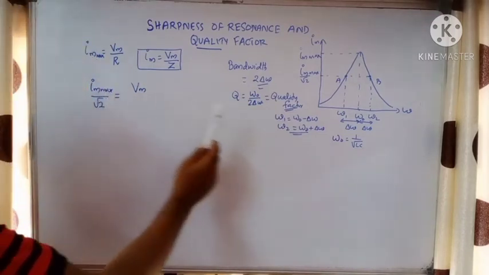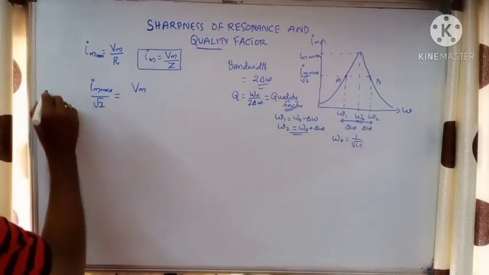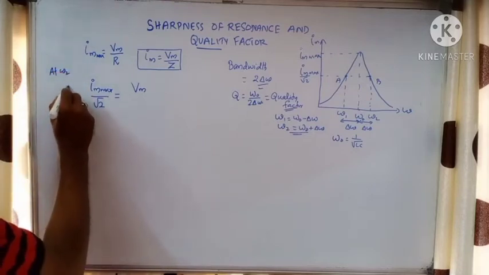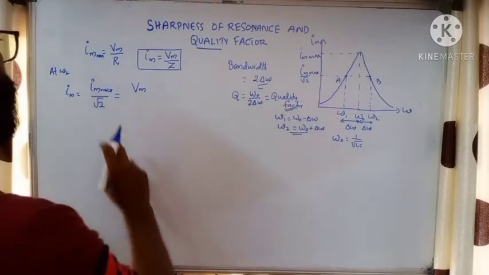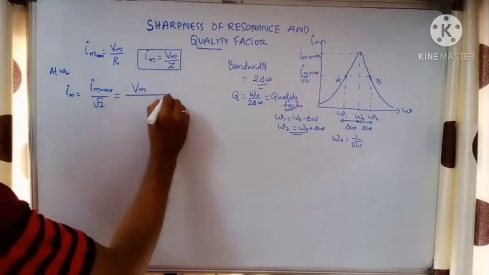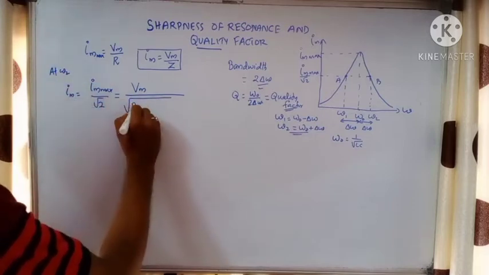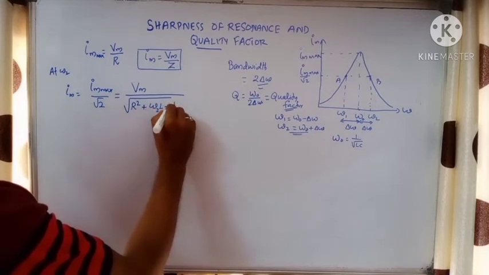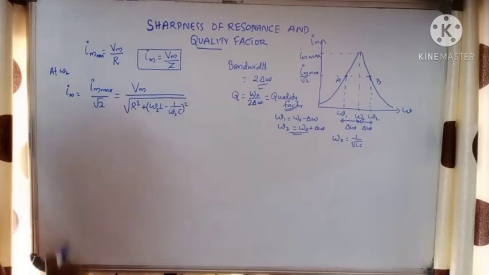So let us consider this point B at frequency omega 2. At a frequency omega 2, I'll write the current. At that instant, current is equal to Im max by root 2. Now Im is equal to Vm by Z. I can say Vm divided by impedance Z. We know the impedance at omega 2 is root of R square plus the quantity omega 2 L minus 1 by omega 2 C, the whole square.